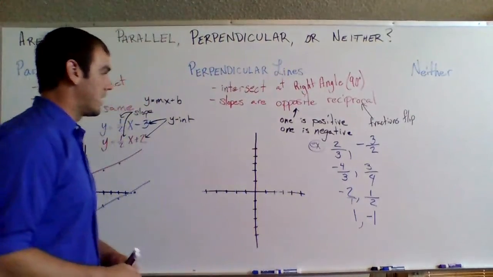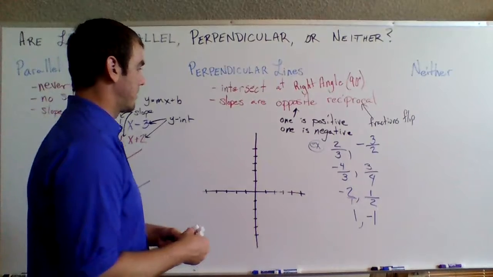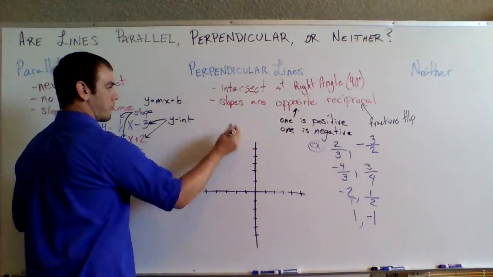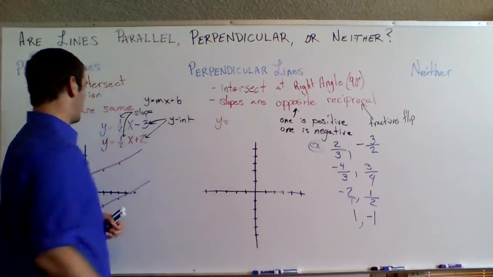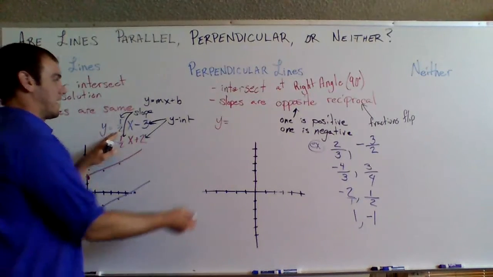Let's go ahead and graph two of these. Let's say y equals, what is the same one here? 1/2 x minus 3.